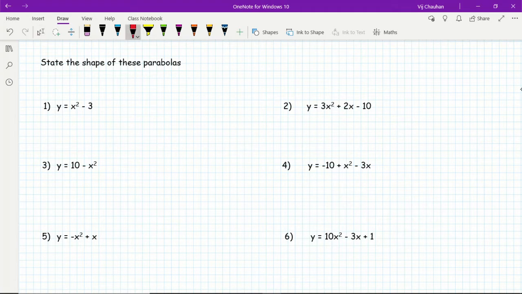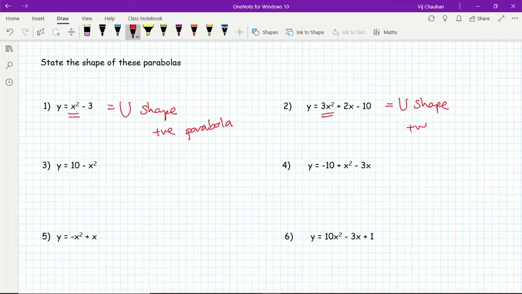Looking at the first one, you can see that the x squared is positive, so that's going to be a U shape, or a positive parabola. For question 2, again, my x squared is positive, so even though it's 3x squared, it's still positive 3x squared, so that's going to be a U shape, and again, that's a positive parabola. For question 3, you can see here that we've got a negative x squared, so that's going to be an N shape, and that's what we call a negative parabola.